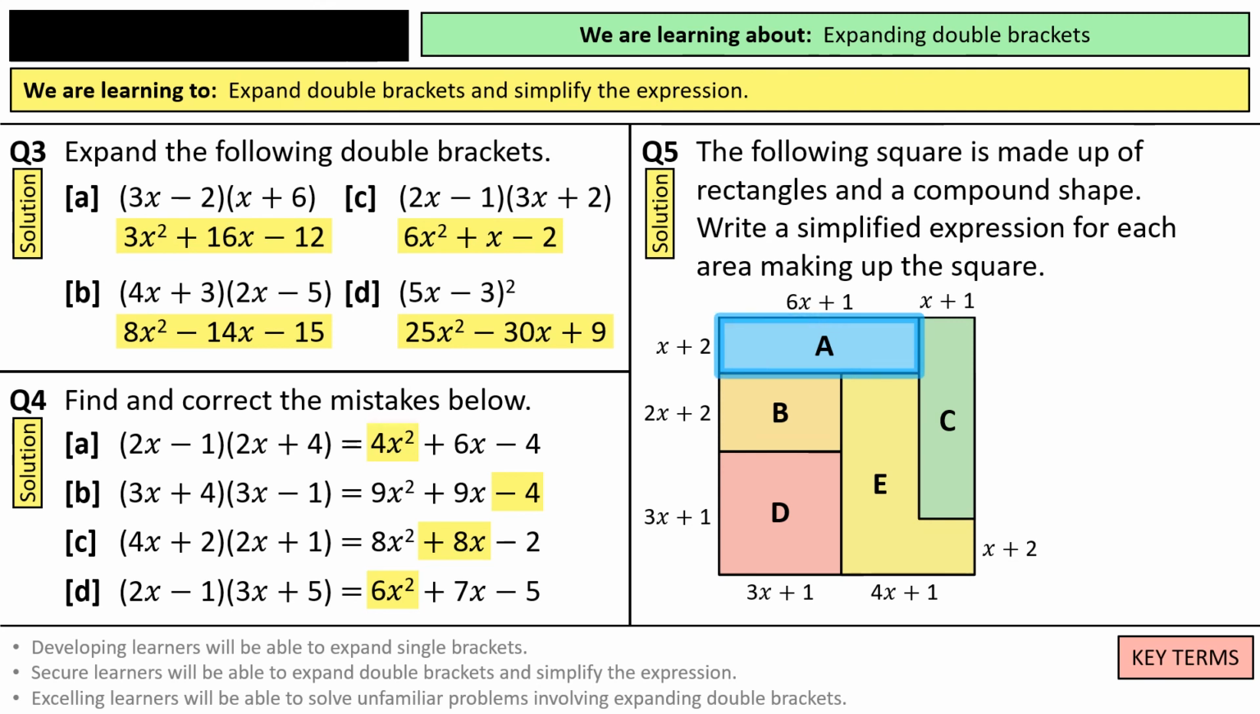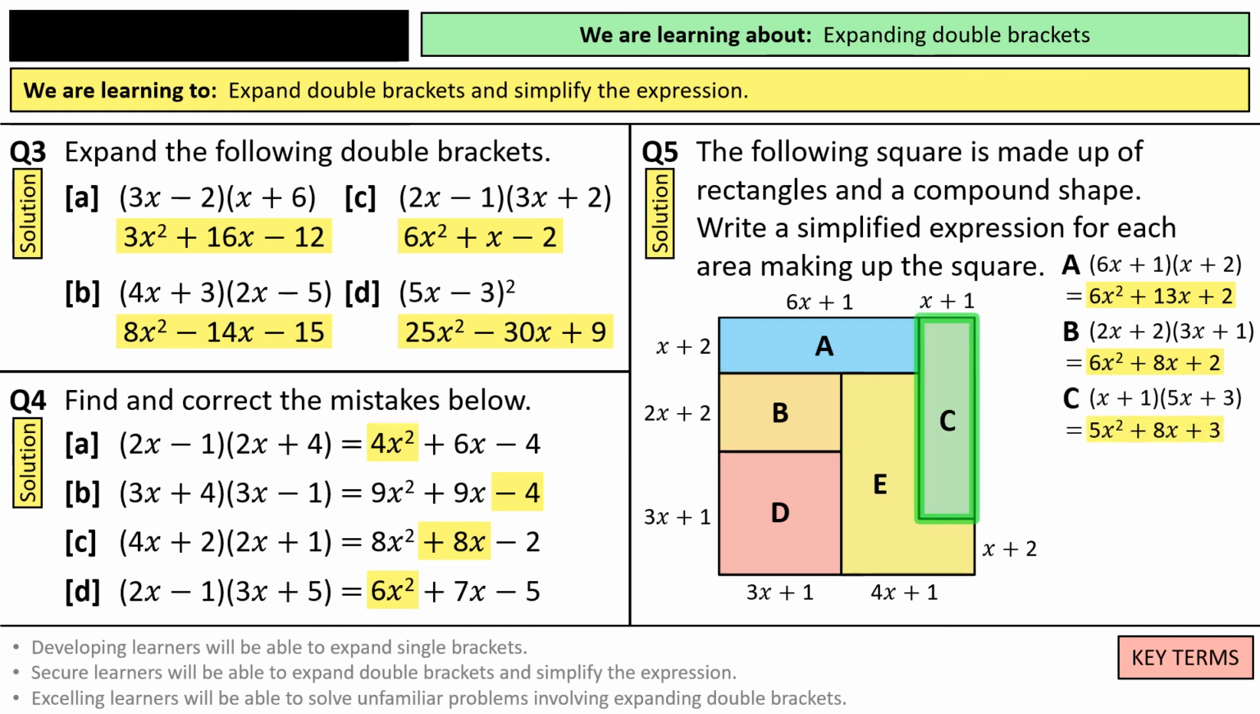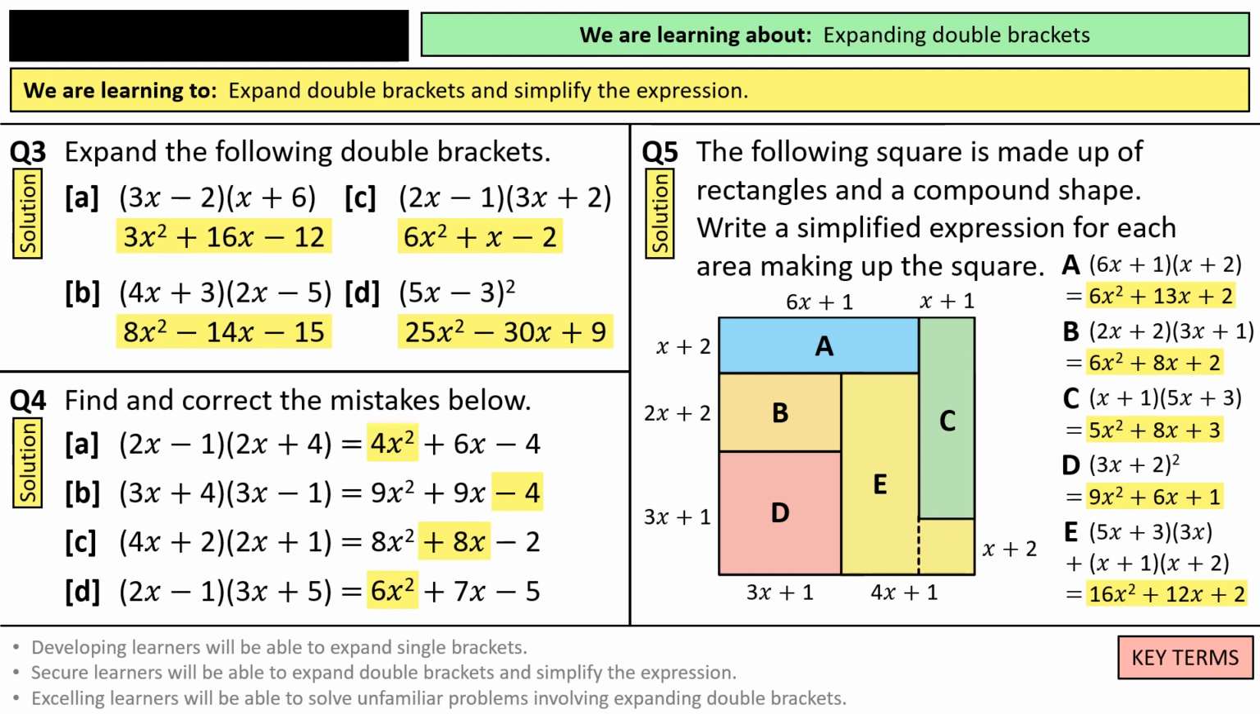And then in question 5, our final question, rectangle A, there is the area, 6x squared plus 13x plus 2. I won't read the rest out. Then we look at B, then C, D, and then the difficult part of E, which is splitting it up. So the rectangular part you can see lit up now is 5x plus 3 times 3x, and it leaves us with a sort of little square at the bottom, but it's not quite a square actually, it's a little rectangle where it's x plus 1 times x plus 2. When we expand all that and simplify, it gives us an area for E of 16x squared plus 12x plus 2.